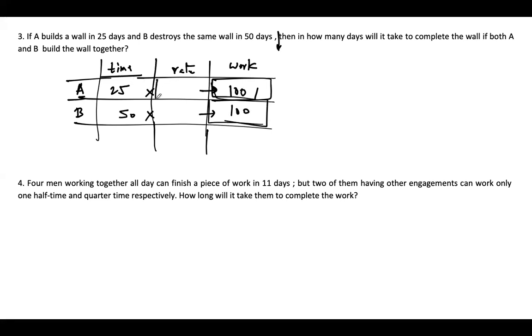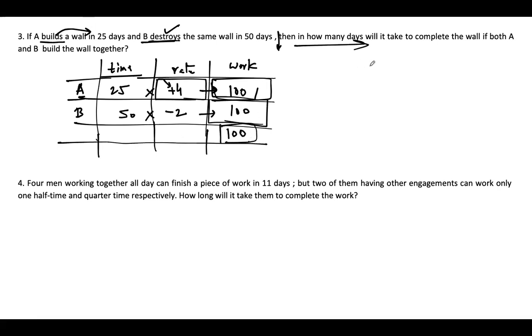So what will come here? 4. What will come here? 2. But you now need to differentiate. A is building a wall and B is destroying a wall. So for rate, I'm just going to put a plus sign as A is building, and since B is destroying, I'm saying -2. Is this clear? So 100 units of work they need to do.